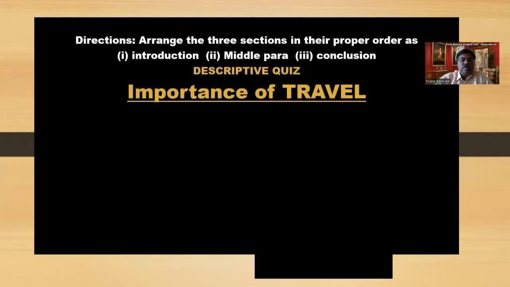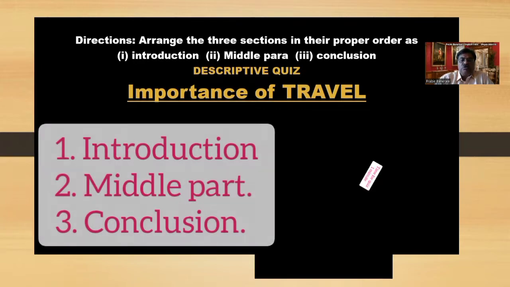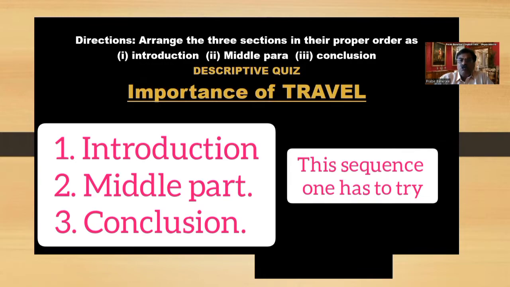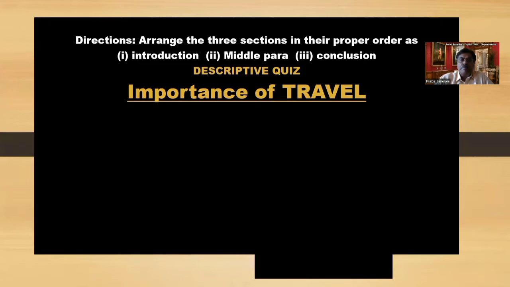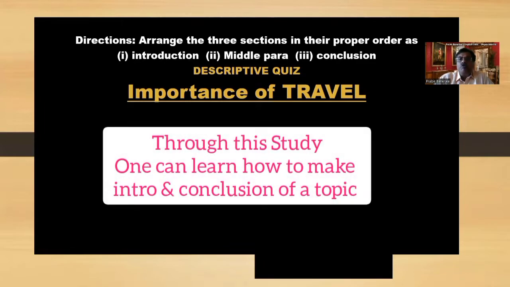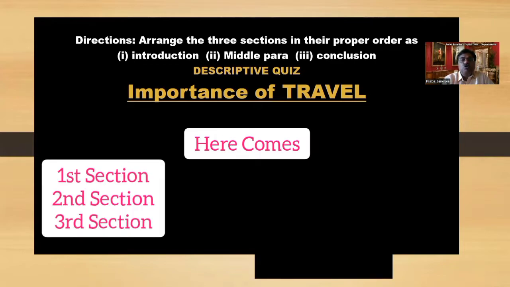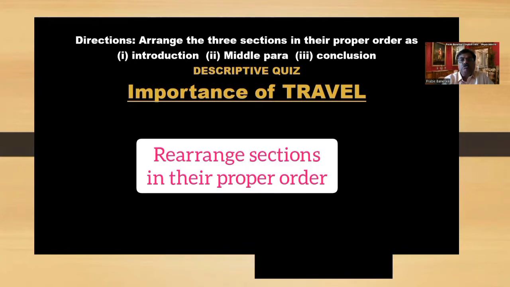See, here on your screen a topic is given: importance of travel. In the direction it is asked to arrange the three sections that will come later in their proper sequence or order. First you need to take the introduction part of the topic. Second, you take the middle paragraph, and third, you take the conclusion part. So first intro, then middle paragraph, and last conclusion part. In exams like bank PO, it will help you with rearrangement. Apart from that, in this descriptive part, you can also learn how to improve your skill in writing a paragraph using an introduction part and conclusion part. So these are the tips and tricks I am giving you. You just go through the three sections and sort them out according to their order.